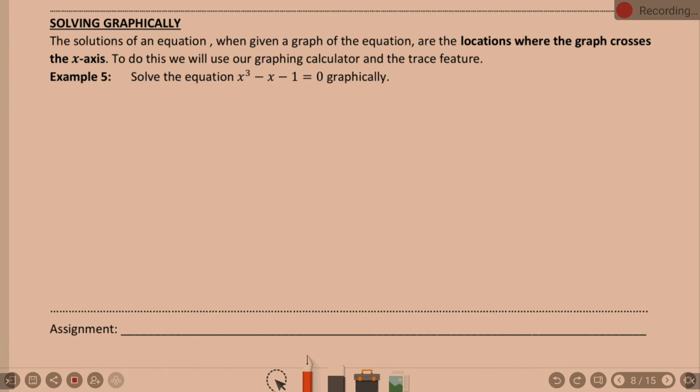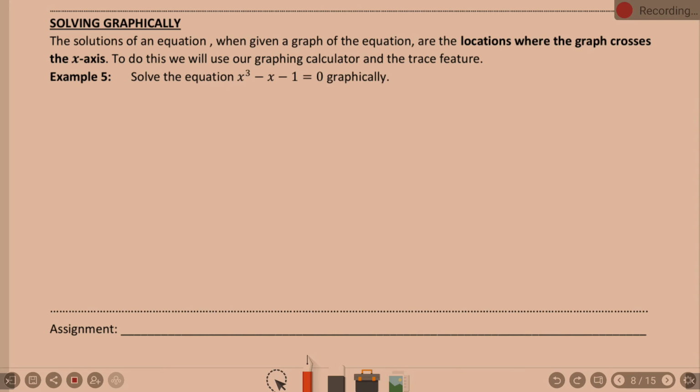Solve graphically. Do you know how to graph x cubed minus x minus 1 by hand? I doubt it. I would struggle to graph that one by hand. So what are we going to be doing? We're going to be using the calculators to graph this, yes? So notice, now, where are we going to be looking for an answer?